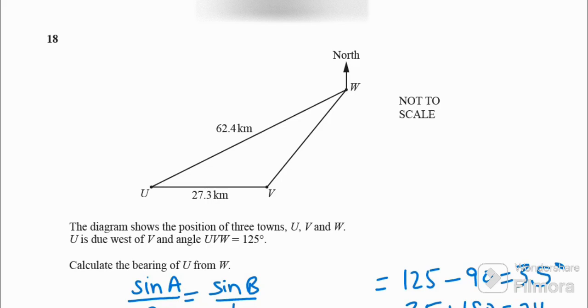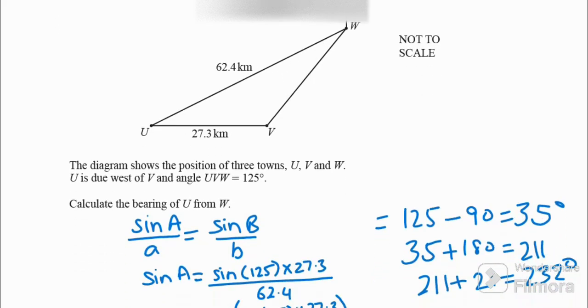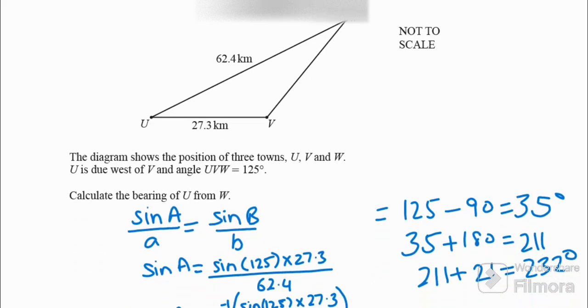So once we have this angle, we have already 125 degrees of UVW, and we will subtract 90 degrees, which is 125 minus 90, that is 35. Then we will add 35 to 180, which will be 215, plus 21, which we have calculated over here as UWV. So this will be 232.